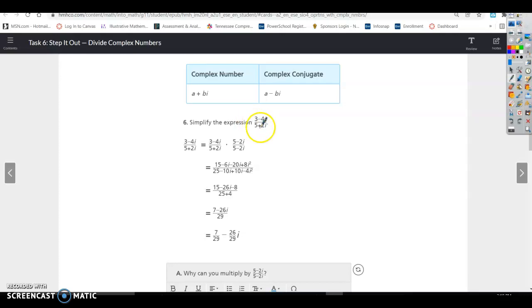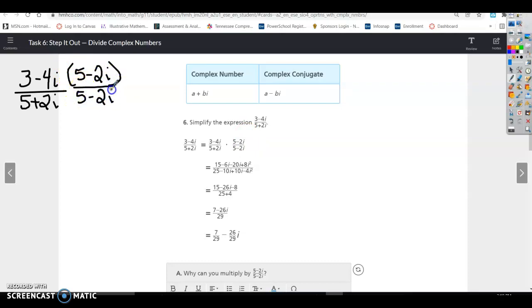So if we have 3 minus 4i over 5 plus 2i, first you have to know what is the complex conjugate of this. And you see that you take the same complex number, change the sign, and multiply that on top and bottom. So I'm going to multiply the top by 5 minus 2i. And I'm going to multiply over the bottom by 5 minus 2i.